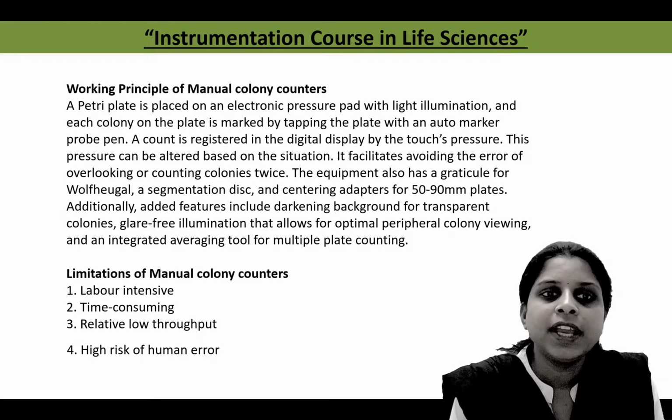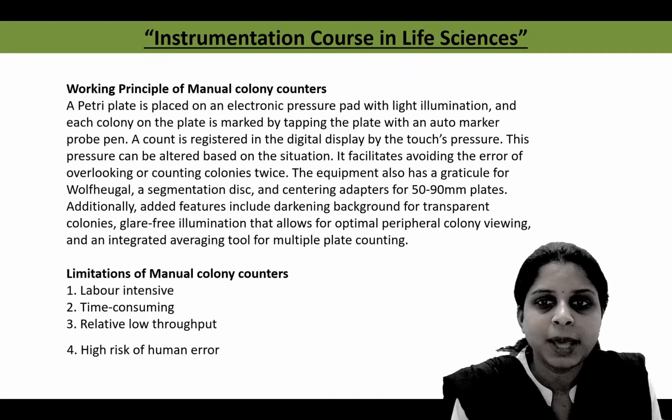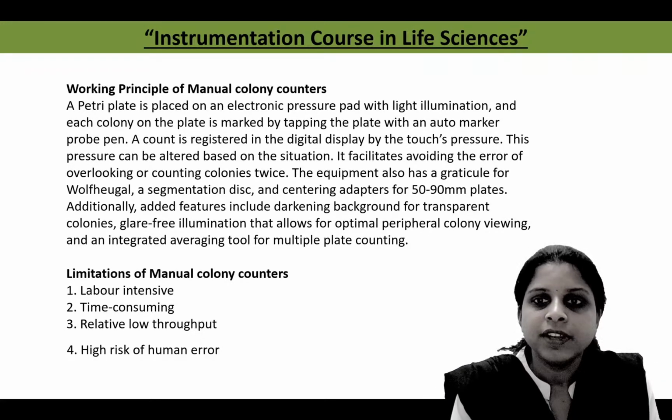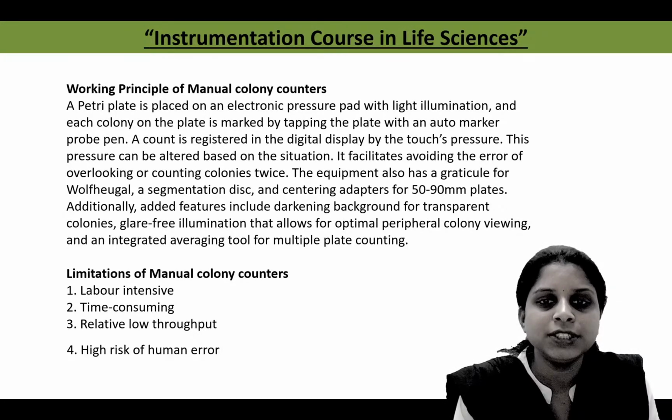counter: a Petri plate is placed on an electronic pressure pad with light illumination, and each colony on a plate is marked by tapping the plate with an auto marker probe pen. A count is registered in the digital display by the touch pressure. This pressure can be altered based on the situation. It helps avoid the error of overlooking or overlapping of the counts, meaning counting colonies twice.